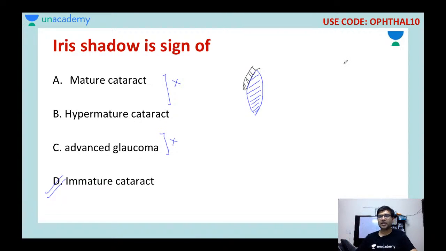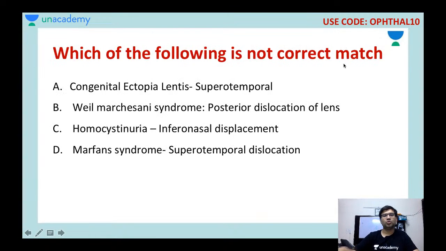Do you all get my point, Lakshmi, Shirosi, Raj? Okay, let's move to the next question, that is on ectopia lentis, which is called a subluxation of the lens. Our options here are congenital ectopia lentis, you have to talk about the direction of the ectopia lentis: superotemporal; Weil-Marchesani syndrome, posterior dislocation of the lens; homocystinuria, inferonasal displacement; and Marfan syndrome, superotemporal dislocation. Which of the following is not a correct match? Try to answer.